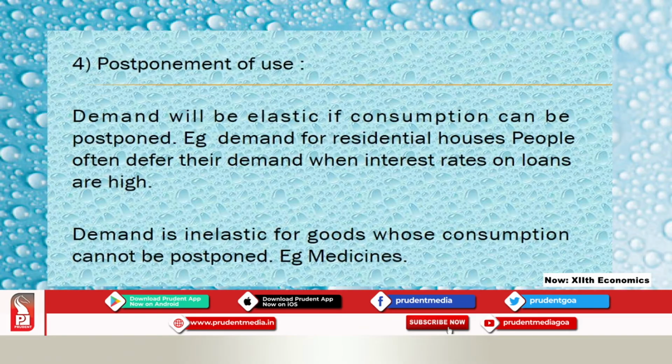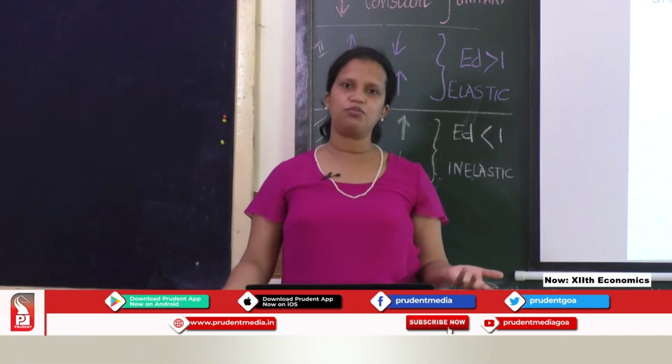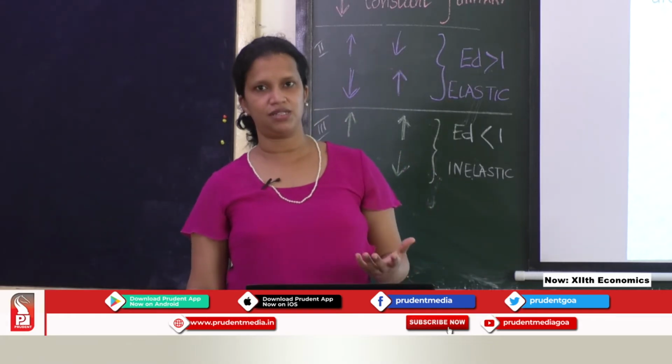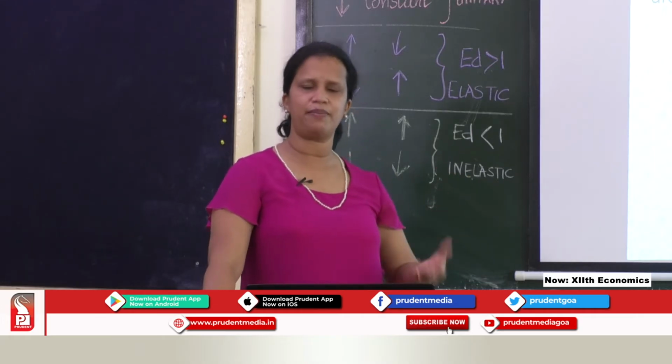Let us look at the 4th point, and that is postponement of use. Now, this point is about certain commodities whose consumption can be postponed, certain commodities whose consumption cannot be postponed. For example, the textbook gives an example of residential homes. Suppose you want to buy a new house, okay, you definitely look at interest rates because you borrow money, you do not have the money to buy the house with straight money. So, generally people borrow because it is a high priced item.